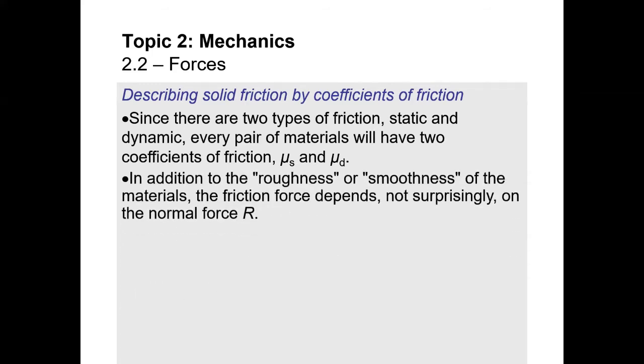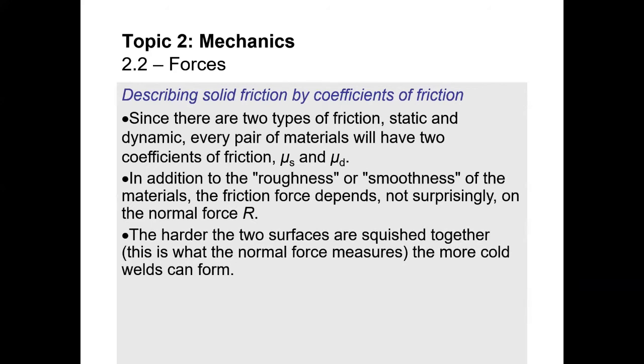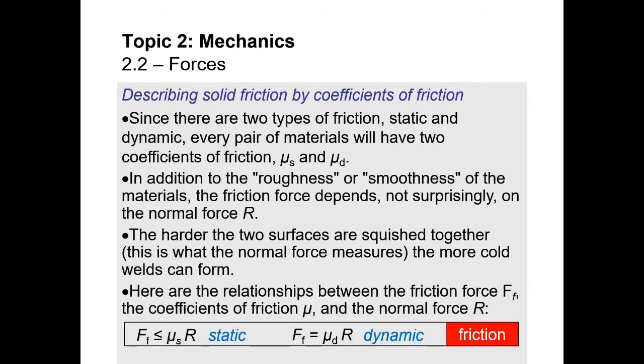In addition to the roughness and smoothness of the material, the friction force depends, not surprisingly, on the normal force. The harder the two surfaces are squished together, the more cold welds can form. Static friction is smaller than or equal to the coefficient of static friction times the normal force, and the dynamic friction equals the coefficient of dynamic friction times the normal force.